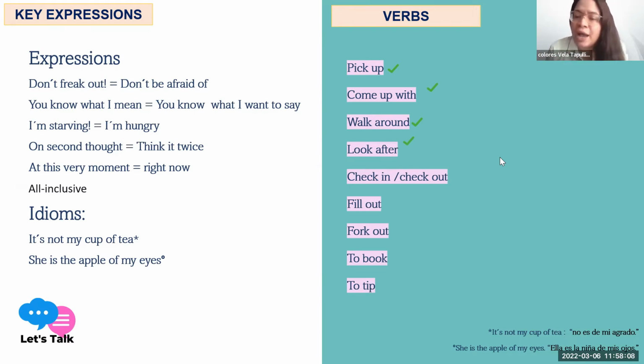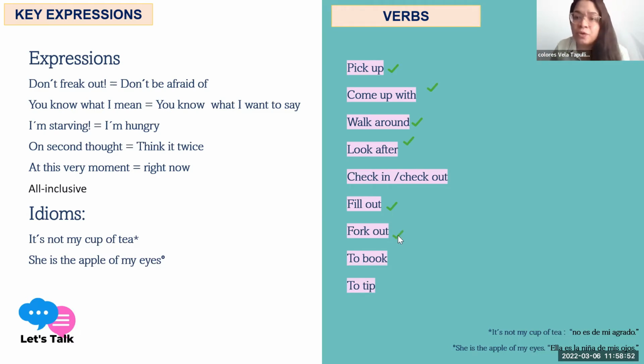Okay? Fill out. Fill out is the verb used to complete. Fill out is to complete a document with your personal information. Very good. Fork out. Fork out is when you invest or spend a lot of money in things that are not necessary for you most of the time.